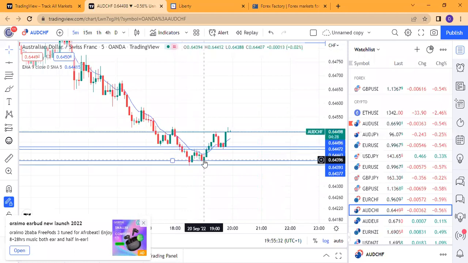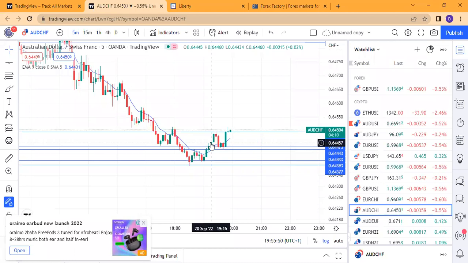I take a particular zone just once. If you say it has touched it and come back, and now you try taking it for the second time, you are going to lose the trade. So the best thing is once you have seen a floor that has been broken, just take it once.